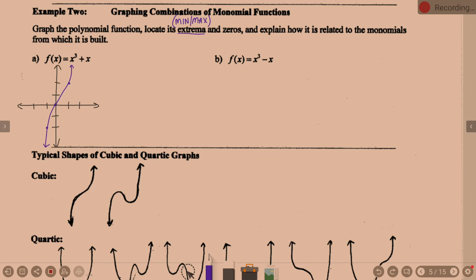Well, min and max is like a max is a high point on a certain portion of the graph. A minimum is a low point on a certain portion of the graph. Do we ever have, I mean, what's going on here in the middle? It just curves through, yes?